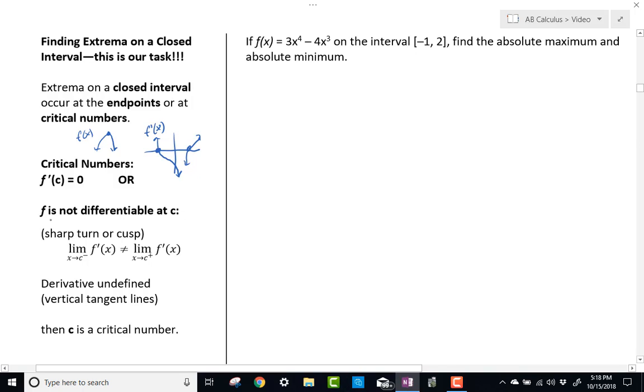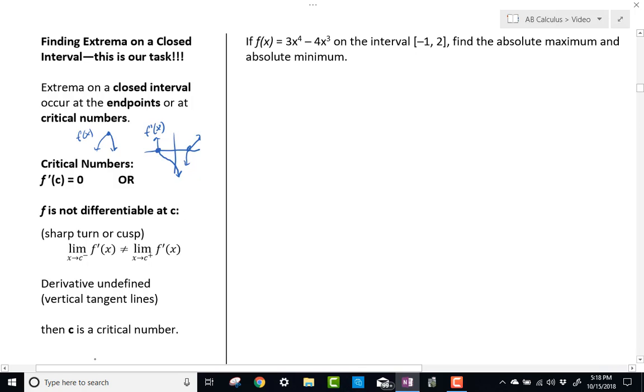The other thing that we call critical numbers is where f is not differentiable. So if f isn't differentiable, someplace where we have a sharp turn or a cusp, then we may have a max or a min at that point as well. So we will look at equations like that, or where our derivative is undefined. Is there a vertical tangent line there or something like that?